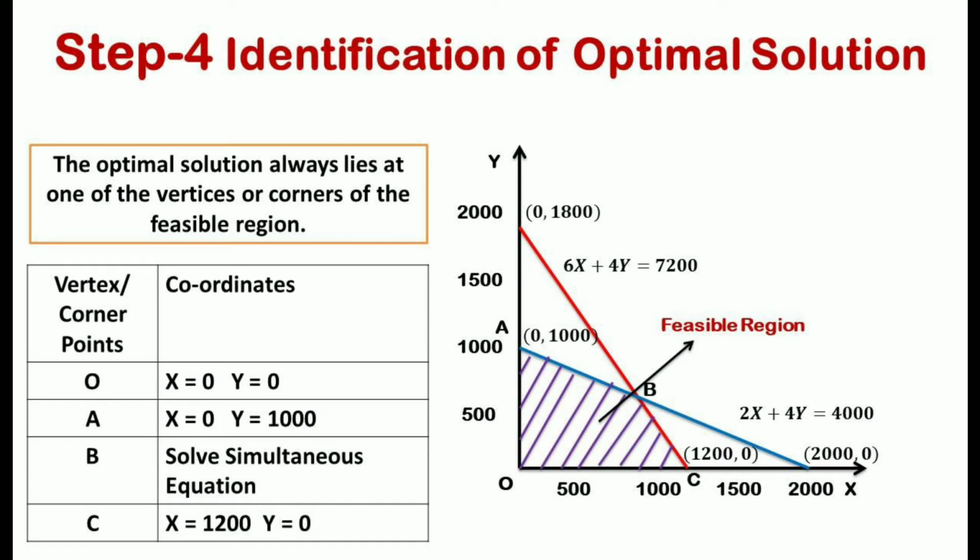The second corner point is A, where the value of x is equal to 0 and the value of y is equal to 1000, which we can easily perceive from the graph. The third corner point is B, which is the intersection point of two lines on the graph. In order to find the values of x and y at point B, we have to solve both equations simultaneously. We will do it. And consider the last corner point, C, where the value of x is equal to 1200 and the value of y is equal to 0.